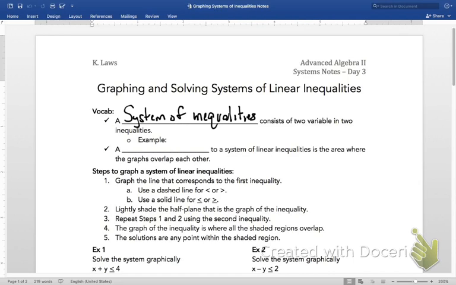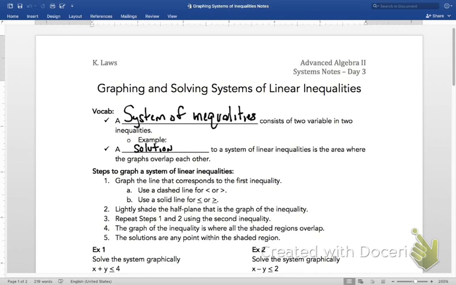So a solution then, instead of a solution like before, it was just being a single point, with a system of linear inequalities, a solution to a system of linear inequalities is where the shading overlaps. Okay? So whenever we have a system of linear inequalities, there's going to be some overlap because there's shading either above or below that line, like whenever we graph linear inequalities.